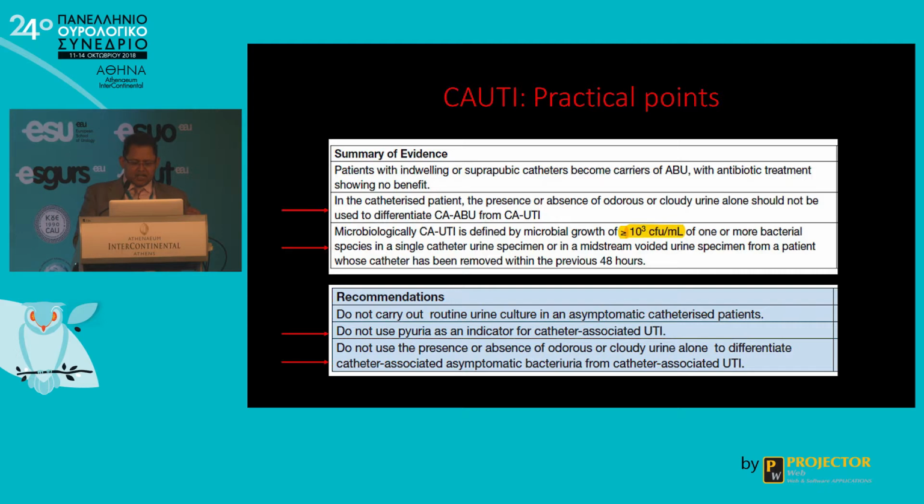So in a catheterized patient, just because there's a bit of smell or it looks cloudy, it doesn't always mean there's infection, because it could just be sediment and debris. The slight difference is that microbial growth of more than 10 to the power 3, or more than 1,000 colony-forming units, is enough to say it's an infection. And pyuria is not an indicator. So just because there's a bit of pus or a bit of cloudy urine, it doesn't always mean there's an infection.